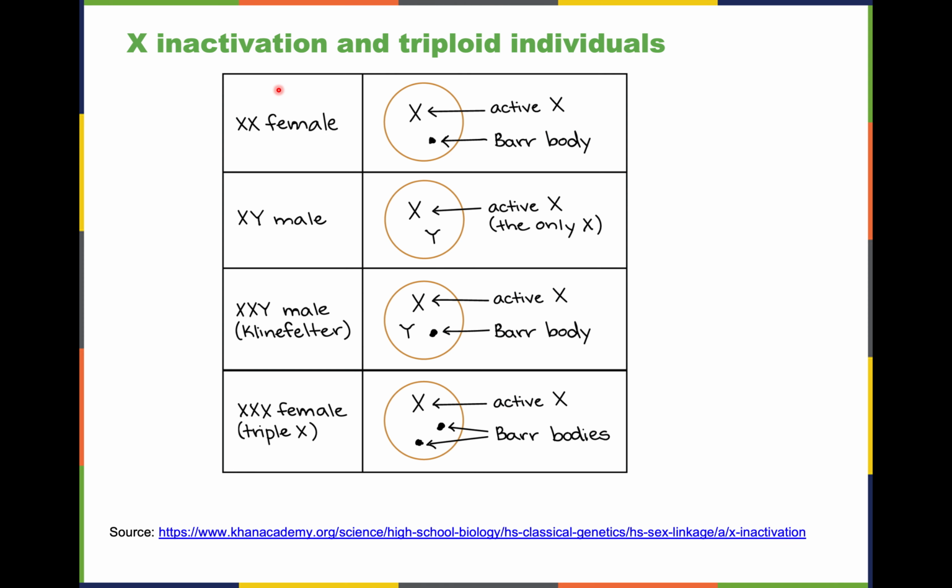So what happens in X inactivation in a triploid individual? Well, these two are not triploid. These are normal male and female. In females, one of the X chromosomes is inactivated. In males, no X chromosome is inactivated because there's only one. In XXY males, one of the X chromosomes is inactivated. And then in XXX females, 2 of the X chromosomes are inactivated. So that's why a female can have 3 X chromosomes and be fine.